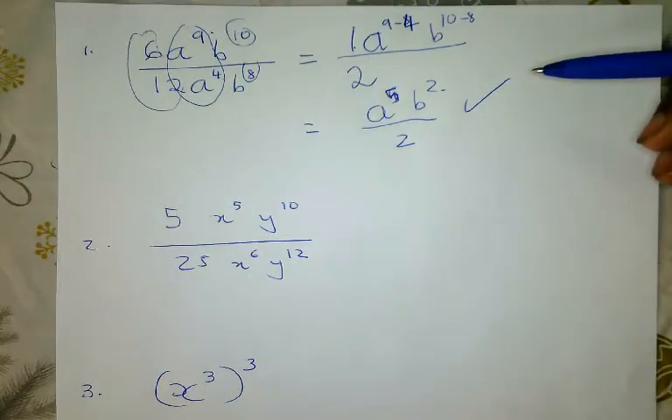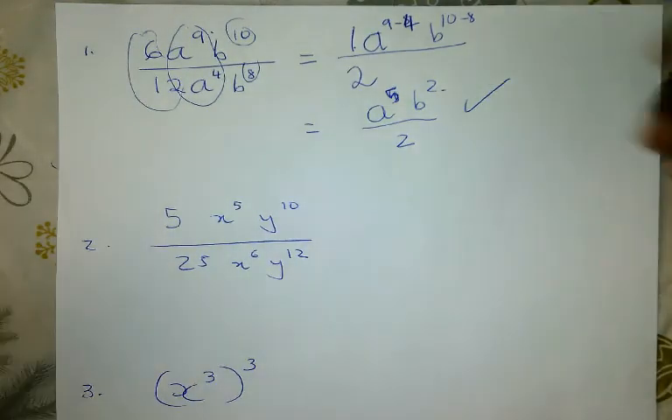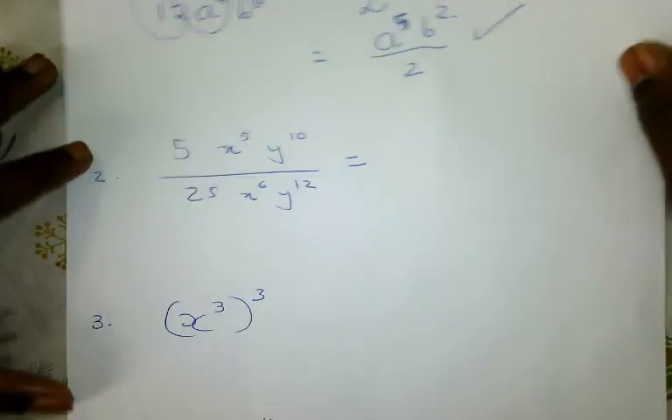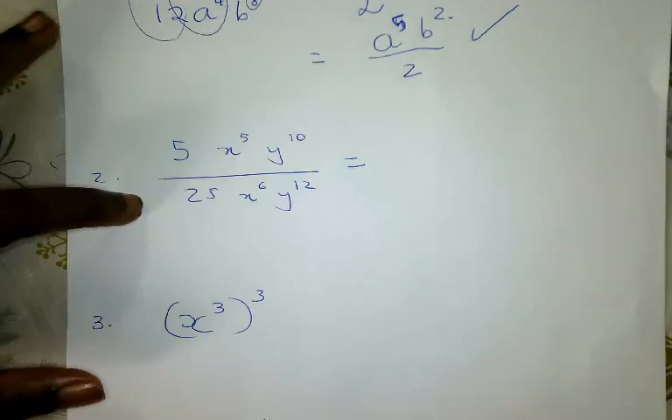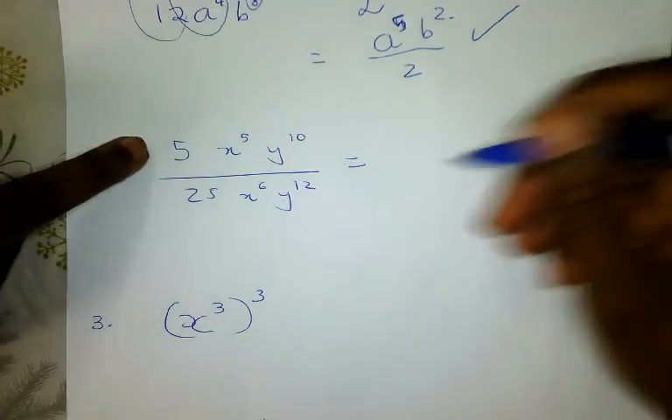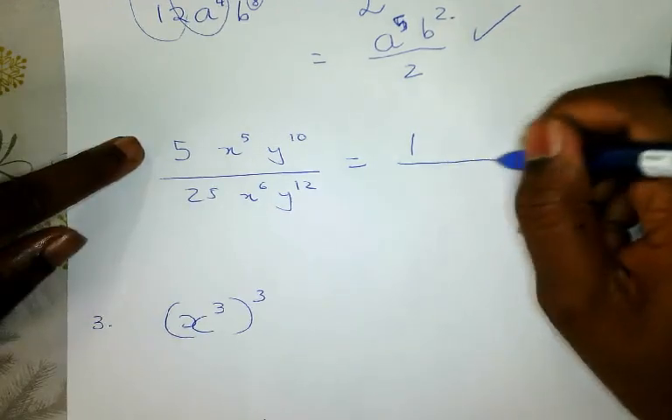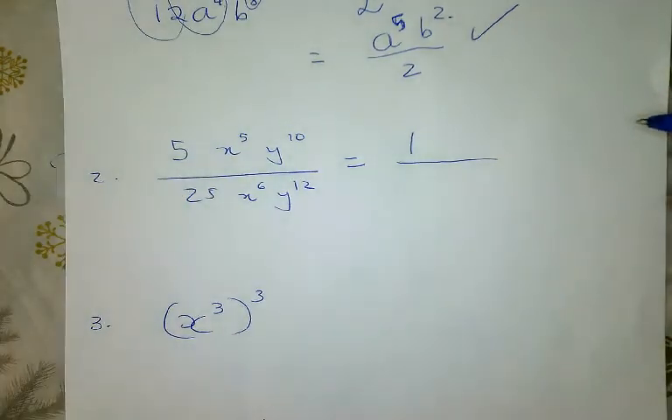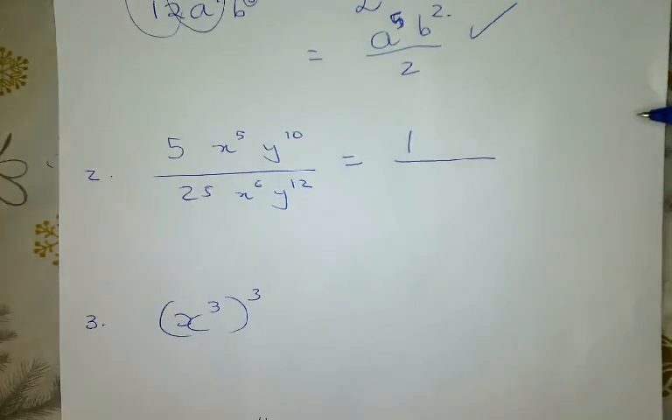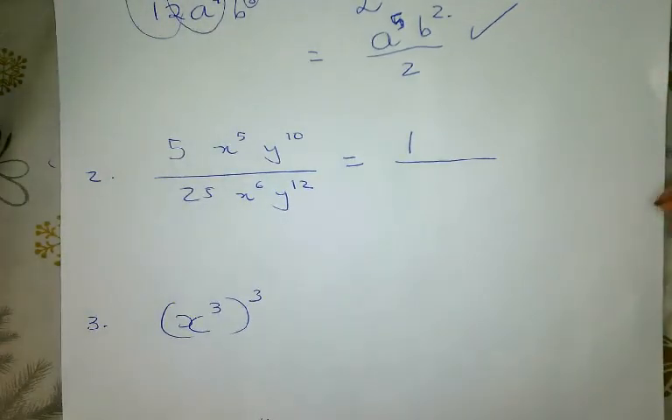Okay, same thing here. Same thing that we did here. What number goes into 5 and 25 without a remainder? 5. 5 goes into 5 once. 5 goes into 25 how many times? 5 times. Check on your calculator, 25 divided by 5. That's 5, right?